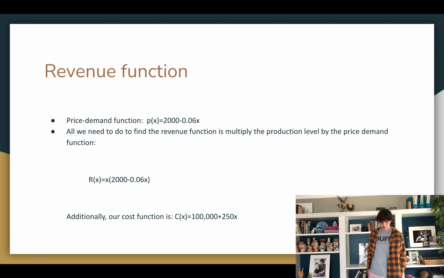So all we will have to do is multiply the price demand function, which, as mentioned before, is 2000 minus 0.06x, and we will just multiply the whole thing by x, which is the production level in tablet computers. The x is equal to the amount of tablet computers in production. Additionally, our cost function is C of x equals 100,000 plus 250x, which is essentially just our cost for manufacturing these computers.